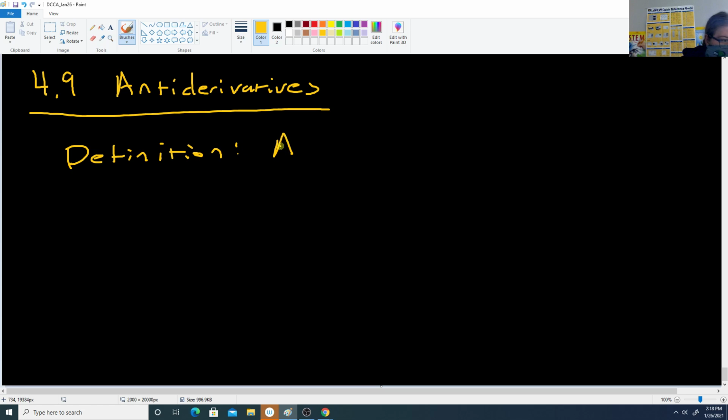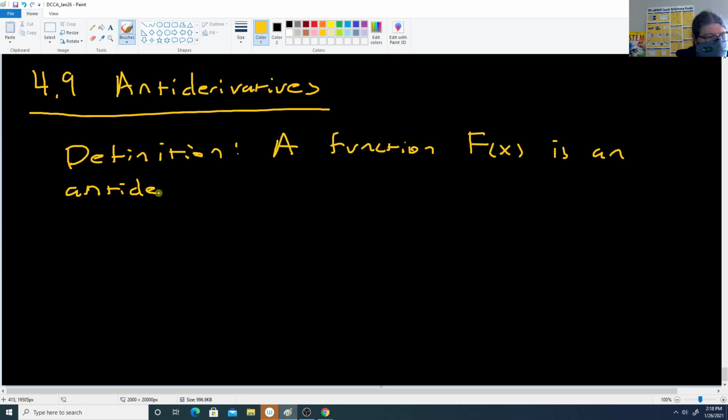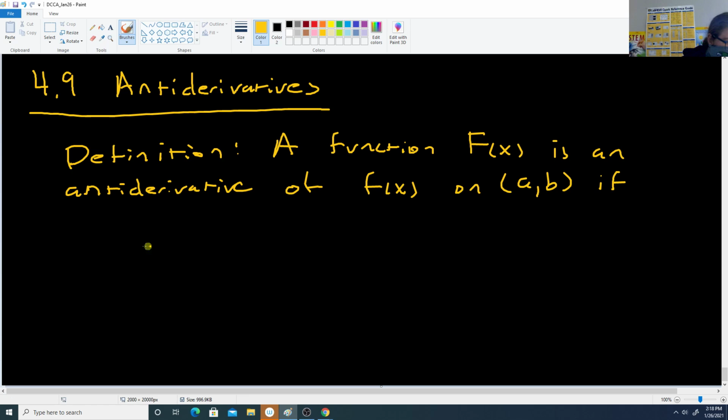we'll say a function, and we'll use capital F to denote it, is an antiderivative of f of x on interval a to b if you take the derivative of that function, it equals the little f of x for all x in a to b.